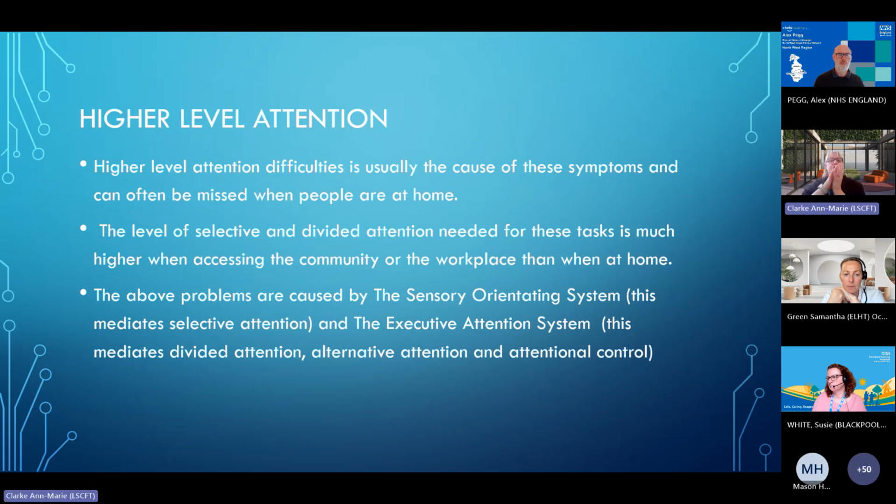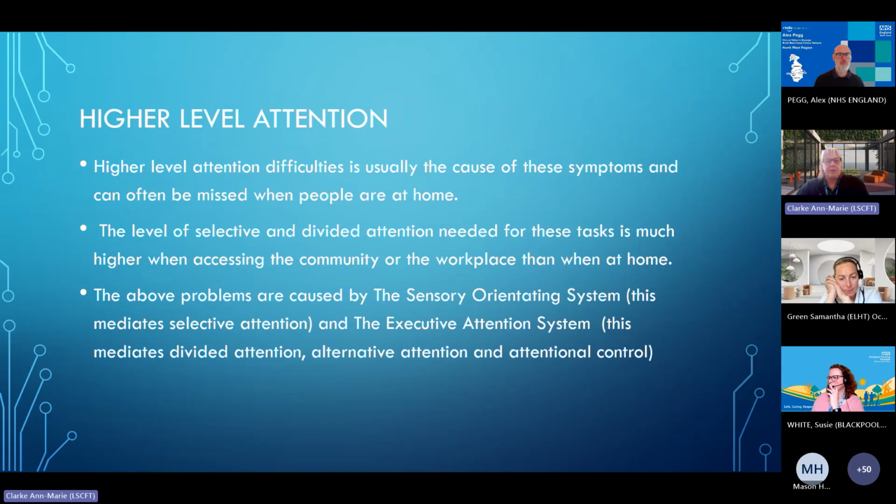So higher level of attention. If we go back to what we were saying about attention before in that hierarchy, people with higher level attention difficulties are usually what we miss when people are at home, because things are quite automatic and you're not doing those higher level divided attention tasks as much on a day-to-day basis. That's the category these patients fall into. So it's the level of selected and divided attention that we need for these tasks when accessing the community or the workplace than when we're at home.